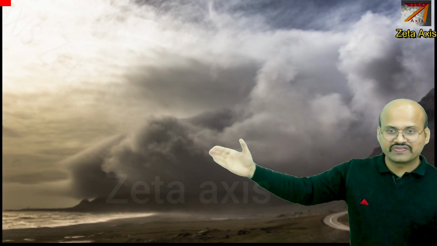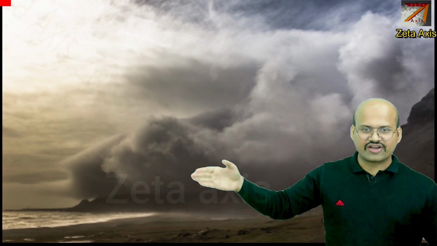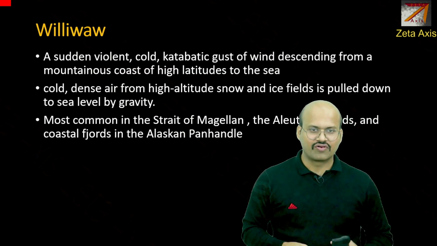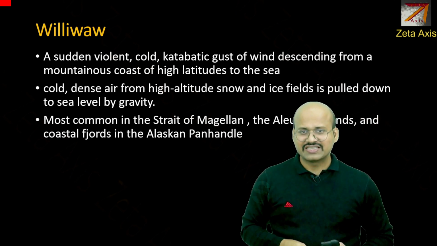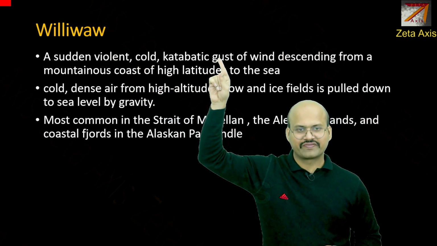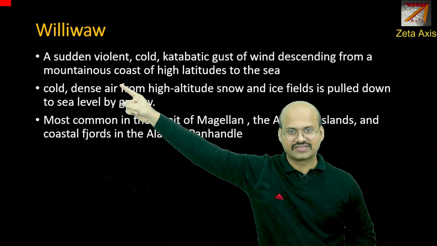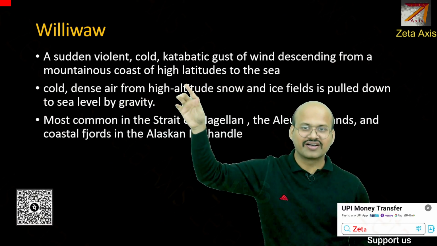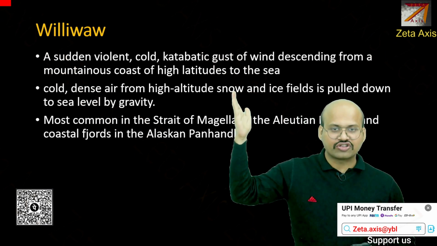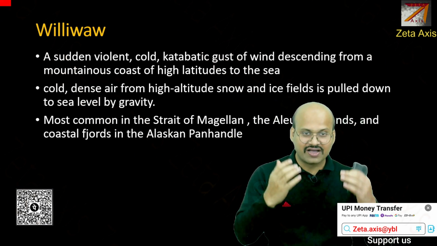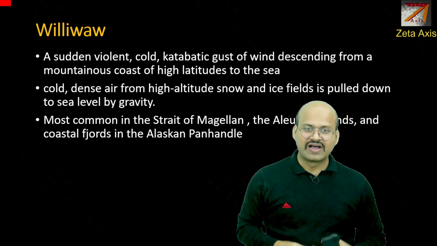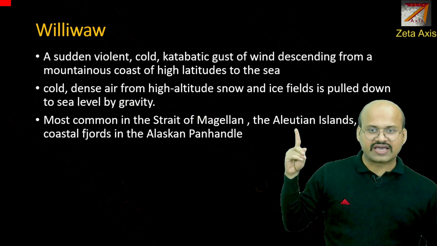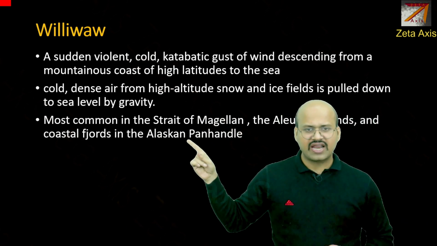Here is an example. This is the wind which is descending. So these kinds of winds are called Viliwao. Here is the summary of Viliwao, which is also a katabatic wind. These are sudden violent cold katabatic winds which descend from the mountains towards the coast and they occur in the high latitudes. Here the mountains are covered with snow and ice fields. Therefore, when the air comes down, it carries a lot of ice particles with it. It is mainly seen in Strait of Magellan, Aleutian Islands as well as parts of Alaska.